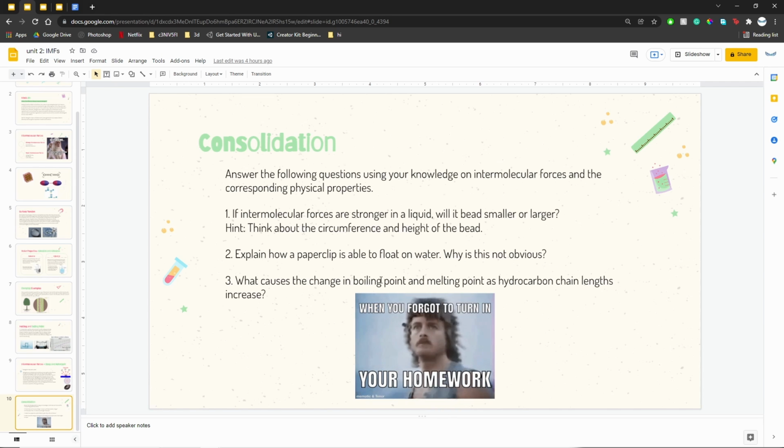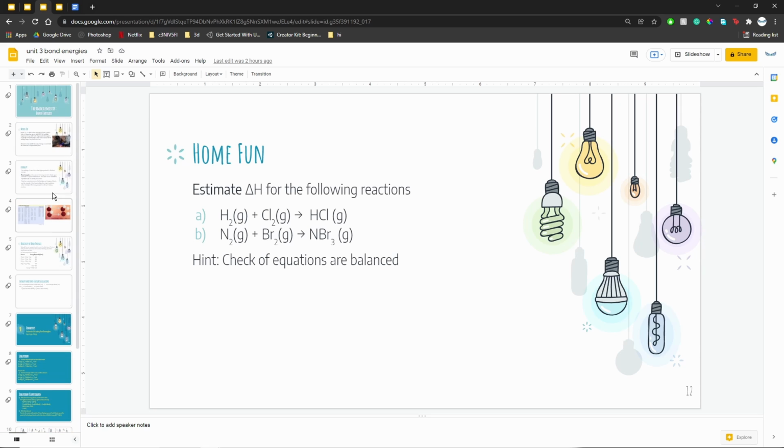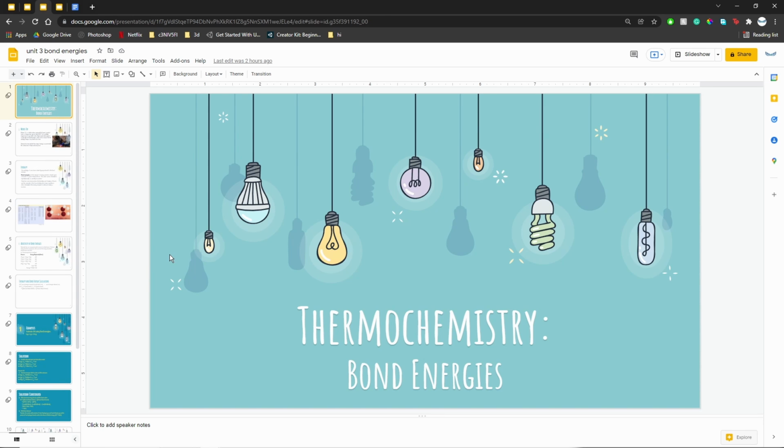What causes the change in boiling point and melting point as hydrocarbon chains increase? And this is the quantity, not as much as the individual strength of the force, but the increased amount of small intermolecular forces that adds up. So we're going to go ahead and move on to the next lesson. But before we do that, again, take your break, get water, let the information sink in.